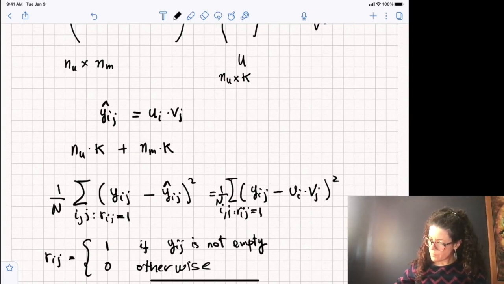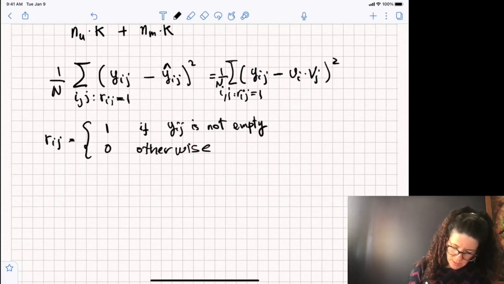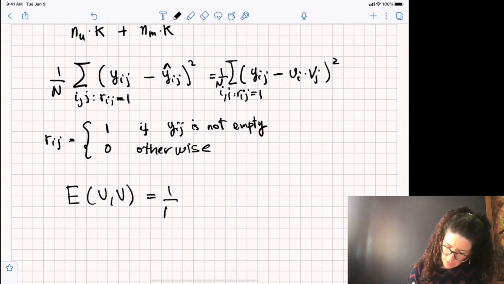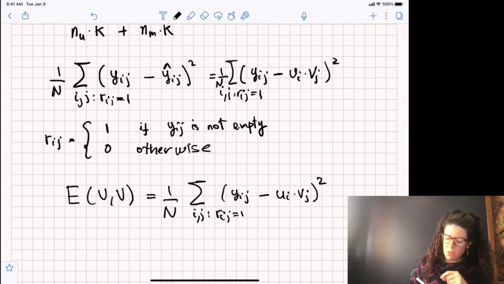So let's define this as E of U and V, which is 1 over n, the sum over i, j such that R_ij is equal to 1, of (Y_ij minus U_i times V_j) squared. Okay, so now a question for you guys, and let me make sure my U's and my V's are a bit different. What is the simplest method that we can use to fit this model?